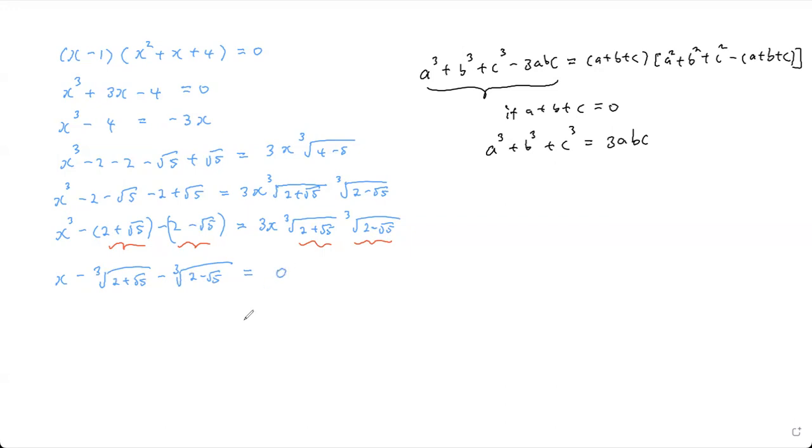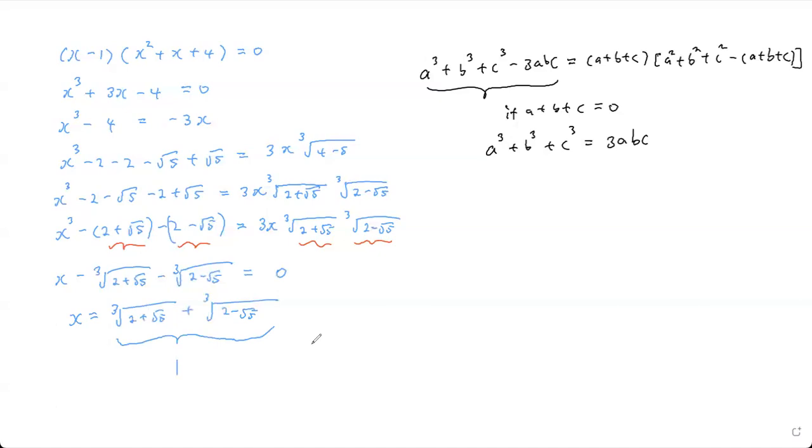Okay, so I hope that makes sense. And after that, we can make x the subject, right? So x is equal to the cube root of 2 plus root 5 plus the cube root of 2 minus root 5. And that's the answer, right? So if you notice, right, earlier we let x be 1, right? So x is equal to this now, right? So what does that tell us, right? It tells us that this value is actually equal to 1.